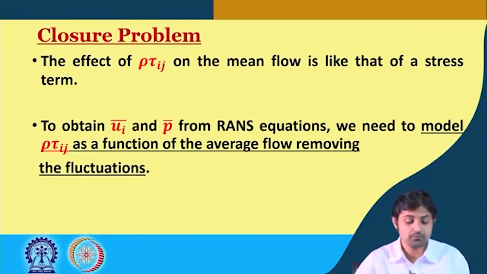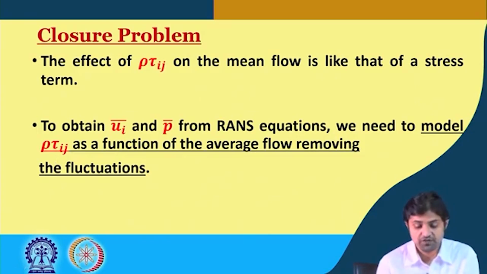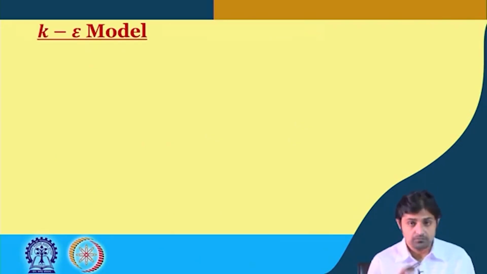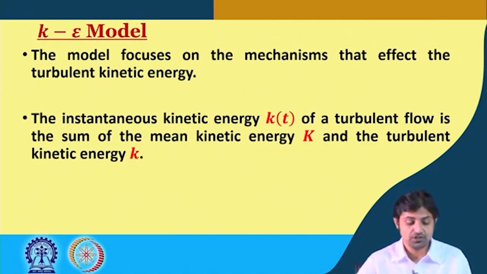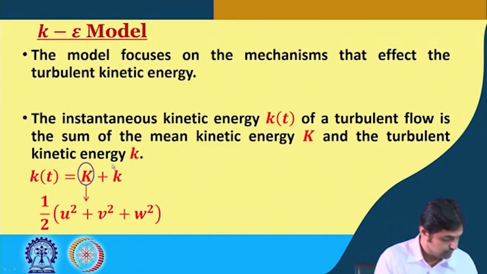As I said, to obtain ui and pressure from the Reynolds averaged equation, we need to model this Reynolds shear stress, given by rho into tau ij, as a function of average flow. This will remove the fluctuations, and this process is called the closure problem. There are elegant ways. The first of the methods is called the K epsilon model. In this technique, the model focuses on the mechanism that affects the turbulent kinetic energy. K stands for kinetic energy. The instantaneous kinetic energy K as a function of time, K of t, of a turbulent flow is the sum of the mean kinetic energy and the turbulent kinetic energy. So, K of t can be written as capital K plus small k.